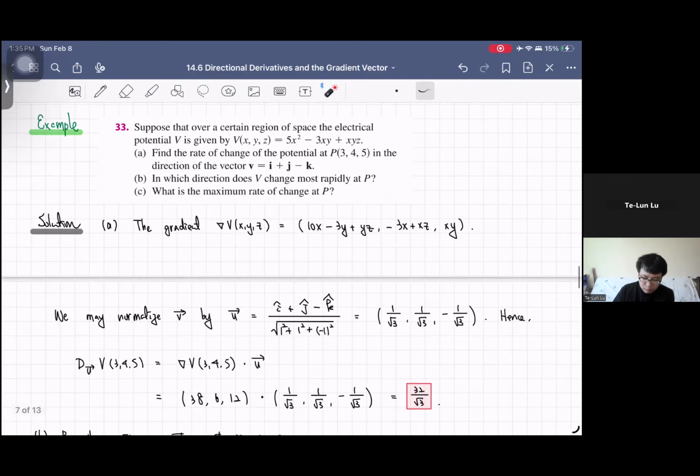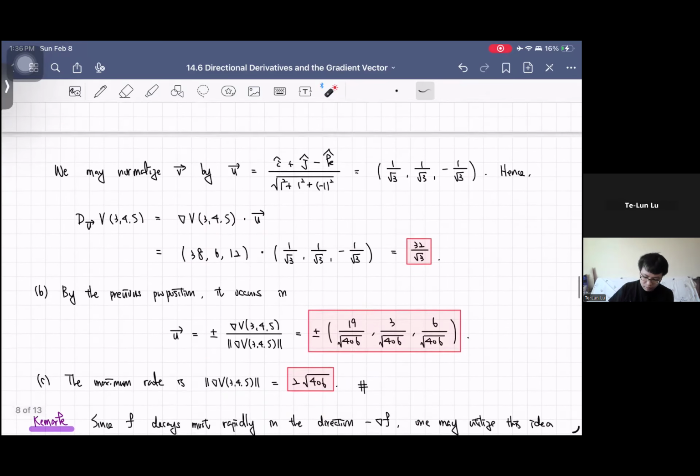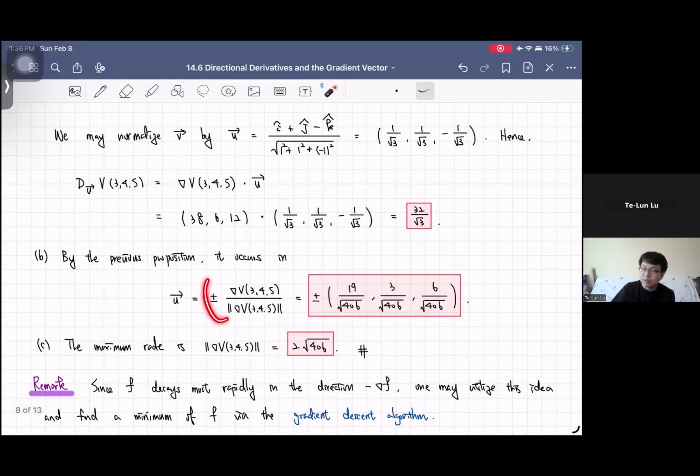right, now part B asks in which direction it changes most rapidly. So we already know that it changes most rapidly in the direction of the gradient vector and the opposite of that gradient vector, right? So we're simply trying to find plus or minus the normalized gradient vector, and then it turns out to be this number, right? Again, this comes from here, and then you divide by its magnitude, its length.